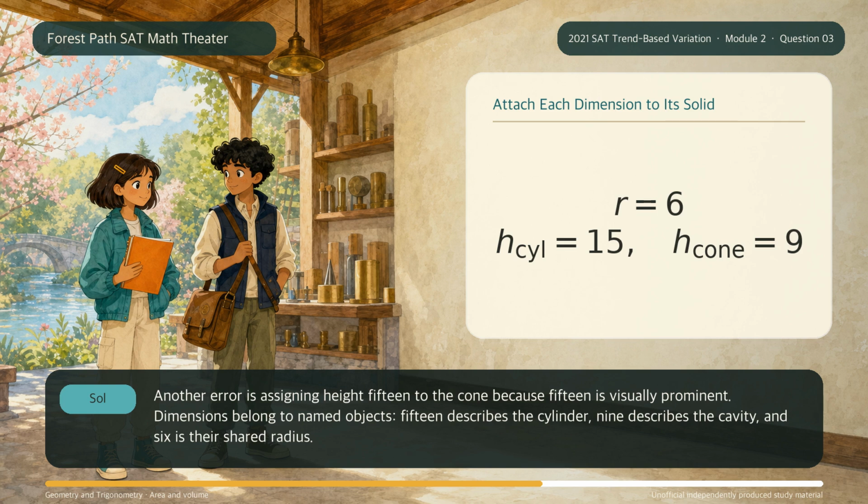Another error is assigning height 15 to the cone because 15 is visually prominent. Dimensions belong to named objects. 15 describes the cylinder, 9 describes the cavity, and 6 is their shared radius.